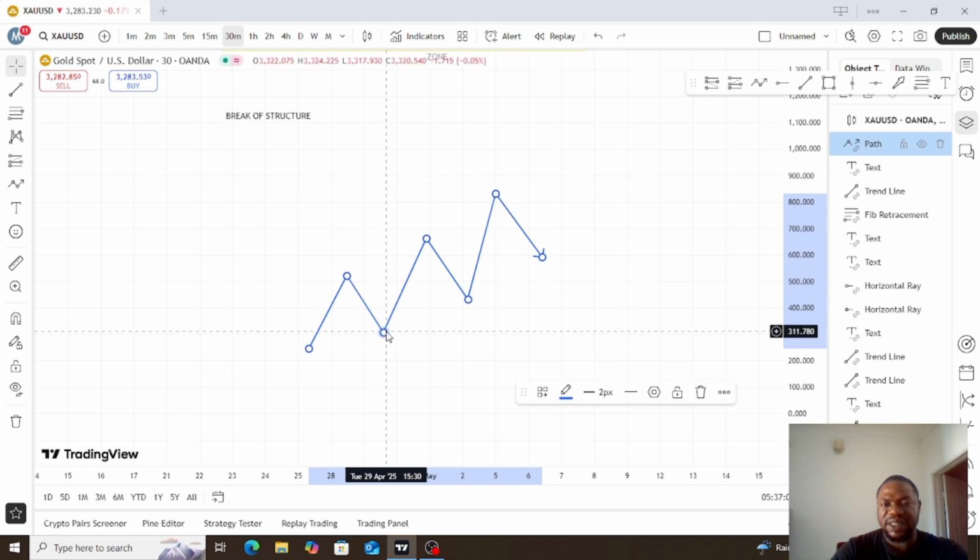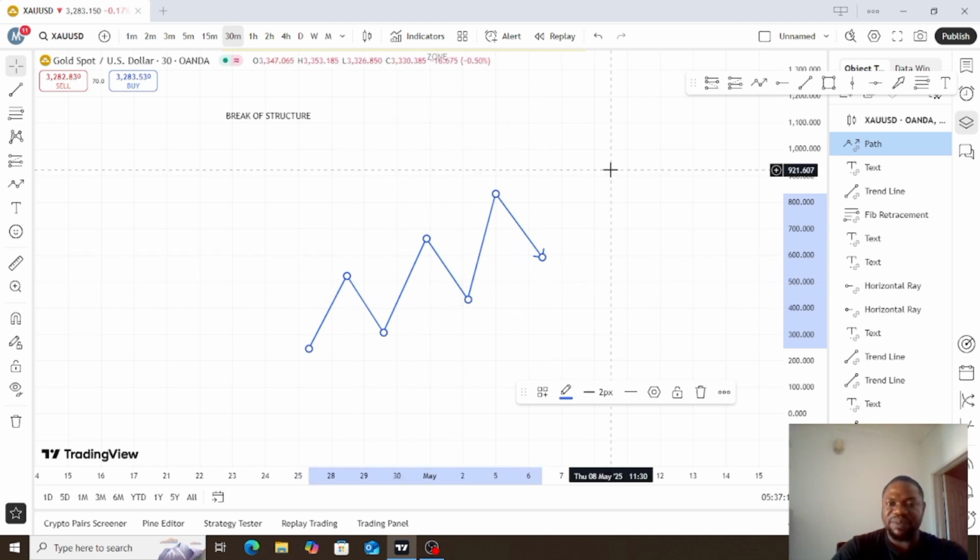And for the lows, you can see that we have this low, this low, and this low. This low is higher than the previous low, and this low is also higher than the previous low. So this makes this an uptrend.